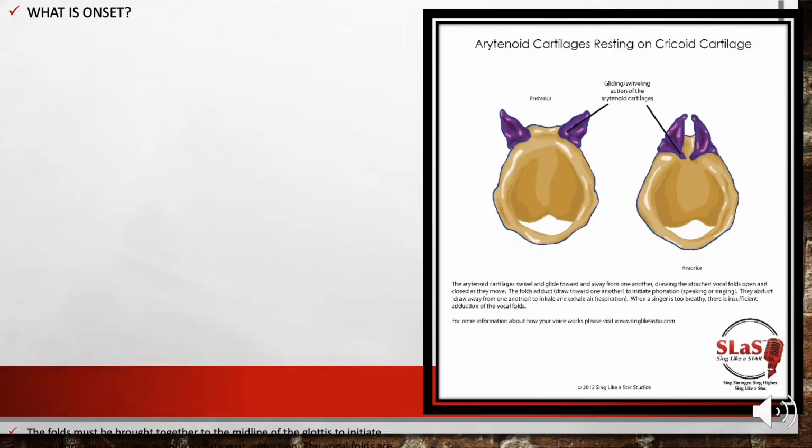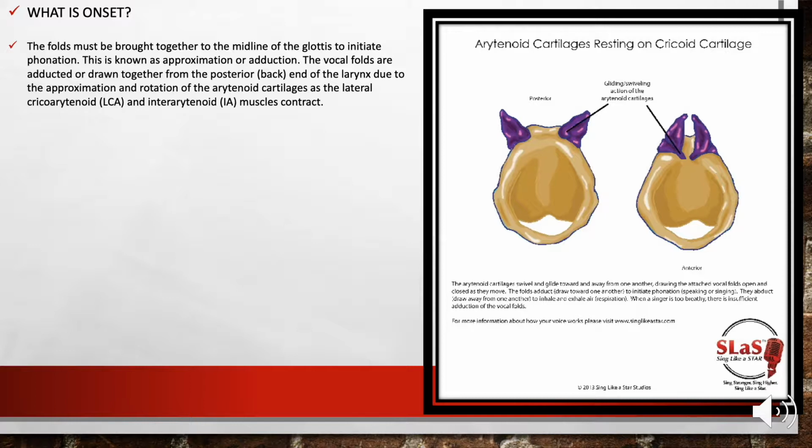What is onset? The folds must be brought together to the midline of the glottis to initiate phonation. This is known as approximation or adduction. The vocal folds are adducted or drawn together from the posterior or back end of the larynx due to the approximation and rotation of the arytenoid cartilages, as the lateral cricoarytenoid or LCA, and interarytenoid or IA muscles contract.